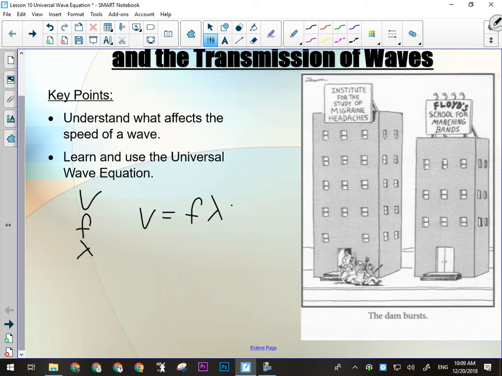It can also be written like this. It doesn't show that on your formula sheet because we simply assume you can do that simple manipulation, that f equals 1 over T. So it could also be wavelength over period, which again will get you meters per second.